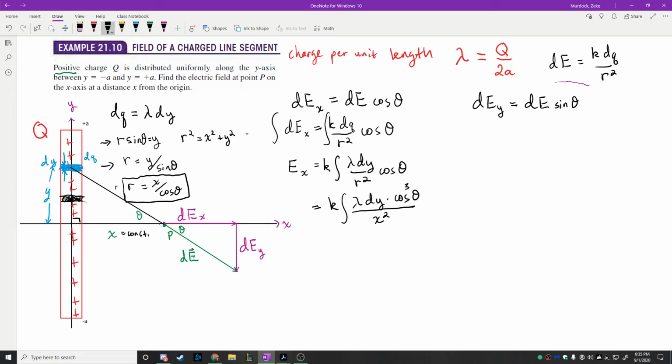So now x is a constant. This is fine. We can pull this out of the integral lambda. So now we just need to deal with dy. What's dy equal to? We could use this equation, right? Let's say we want to put dy into d theta. So if I know that r sine theta is equal to y, what's dy d theta going to be? R cosine theta? Yeah.